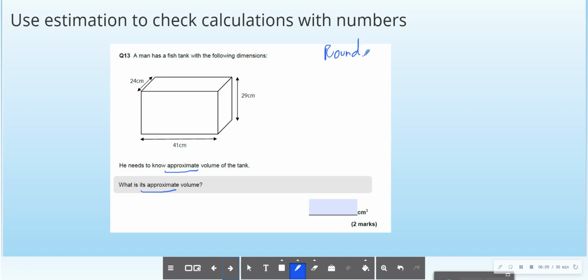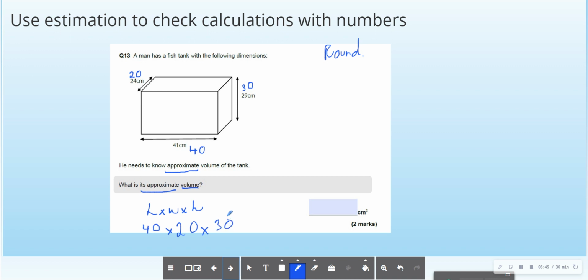Okay, so you have to pick appropriately how you're going to round. Usually it's going to be nearest 10, 100, 1,000, or nearest whole 1. So here we're going to round to the nearest 10. So 29 becomes 30, 24 becomes 20, and 41 becomes 40. Now we have to find the volume. So the volume of a cuboid is length times width times height. Okay, our length here, 40, times the width, 20, times the height, 30.